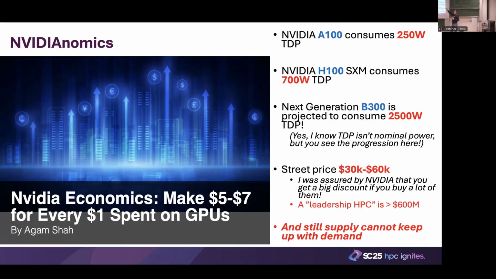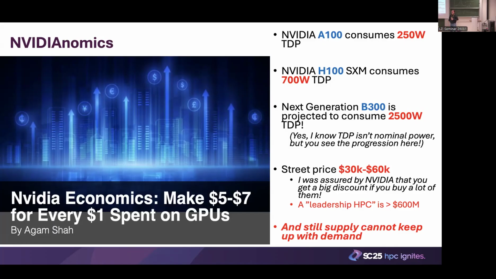All of this is because of wires, okay? We're cramming more transistors onto the chip. Each of these generations has a lot more transistors and is producing more performance. But the wires are the problem. And now the street price of these things is $30,000 to $60,000 per GPU for, you know, Vera Rubin. And they're making an 8x profit margin. So 800% profit margin is huge.